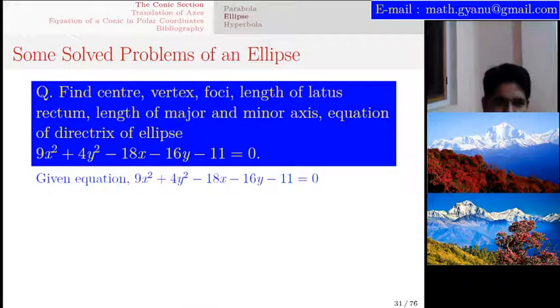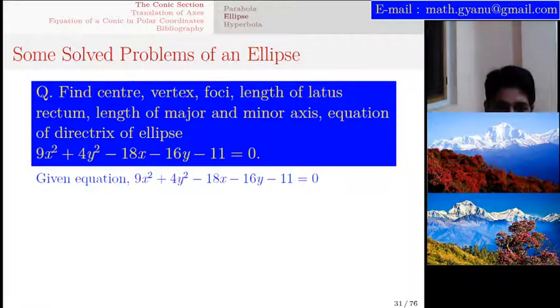Okay. Now, in examination you will see some questions of this type. Find the center, vertices, foci, length of latus rectum, length of major and minor axes, and equation of directrix of the ellipse. Here the given equation is 9x square plus 4y square minus 18x minus 16y minus 11 equal to 0. It seems to be in the general form, so what will the vertices be, and the center is h, k.